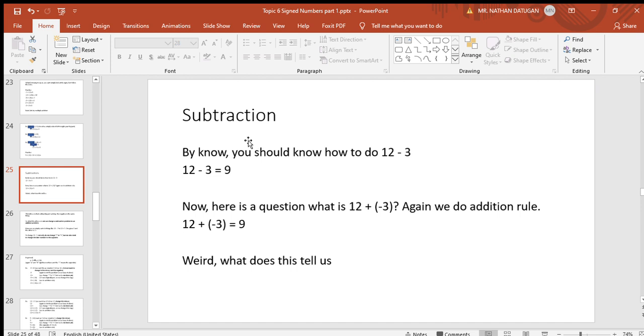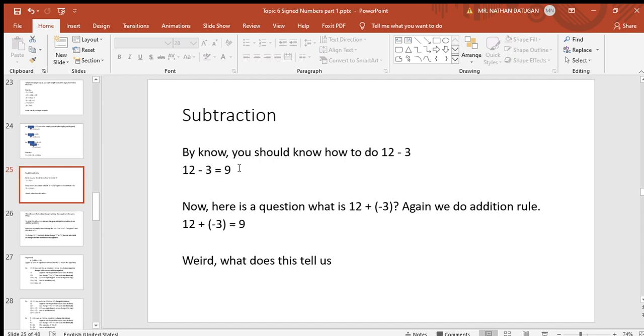Now we have subtraction. By now you should know how to do 12 minus 3, right? This is just positive minus positive, so there's no special rules for that. 12 minus 3 is 9. If you do it by fingers, you get 9. Do it mentally, still get 9. Now here's a question. What is 12 plus negative 3?